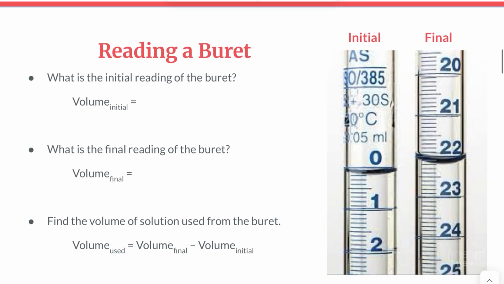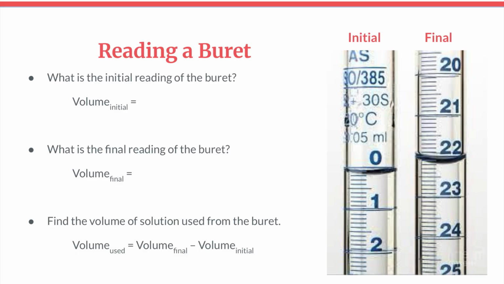So let's practice reading a burette. So we've got 2 readings here. And usually, depending on how many titrations you have, your initial reading might be close to 0 if your burette is full, but it might not be. Once we can read our initial and final volumes, we can subtract to find out how much is used.